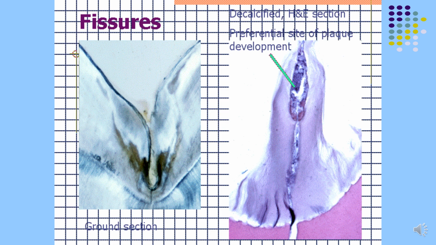Here you see a ground section of a pit and fissure. This is the enamel surface, this is the dentinal surface, and this is the pit that we're talking about. Unlike smooth surface caries, where there is a broad base on the enamel surface and the carious lesion is like a cone pointed towards the dentine, in a pit and fissure lesion the lesion starts laterally on the walls of the pit. Here are the contents of the pit, decalcification that has taken place, and then there is caries.